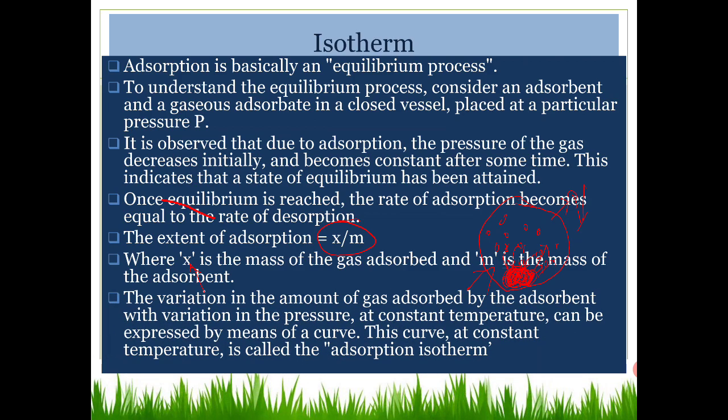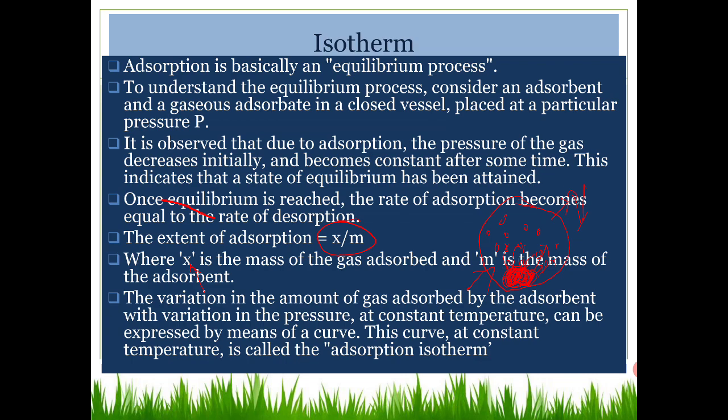So come to the point, we are talking about isotherm. We were discussing what happened to the pressure during the adsorption process. We have measured the variation of the pressure with respect to the adsorption at constant temperature. When you measure it at constant temperature, you call it an isotherm. This is the idea of isotherm.